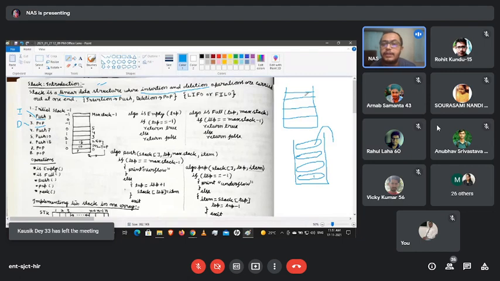Insertion and deletion operations are carried out only at one end. From this particular example, you can see that. We have mentioned here that insertion is our push operation and deletion is our pop operation, as you already see in this example. This stack operation follows this principle, which is LIFO. LIFO stands for last in, first out.